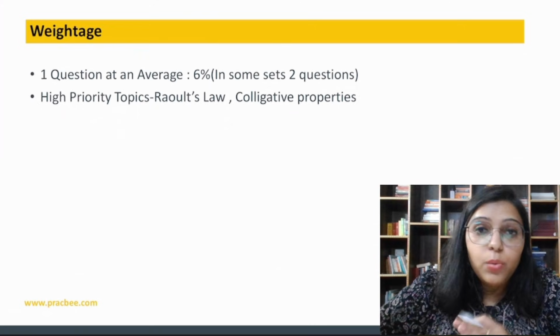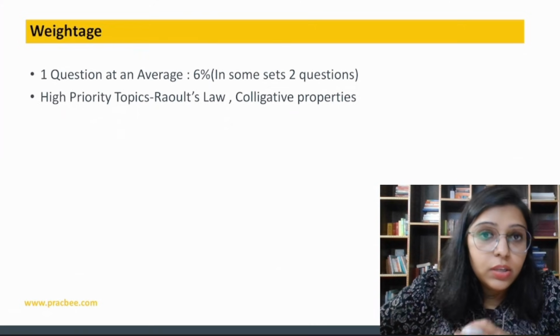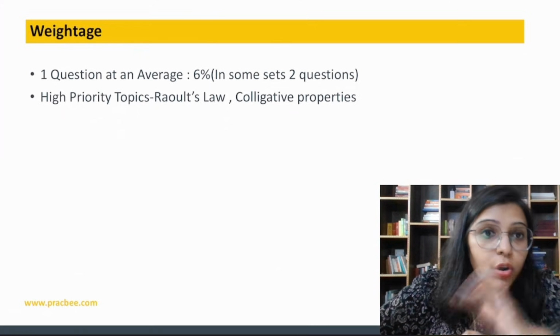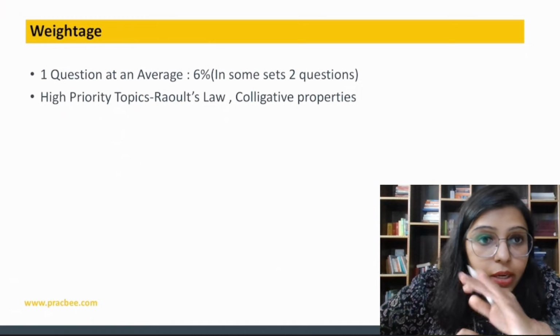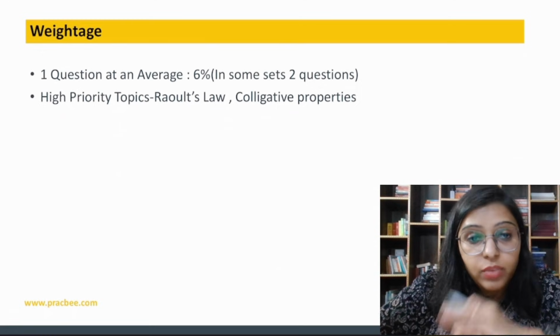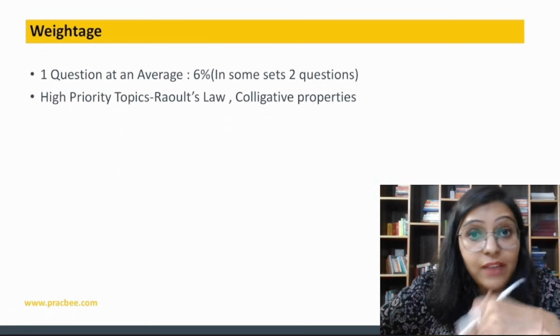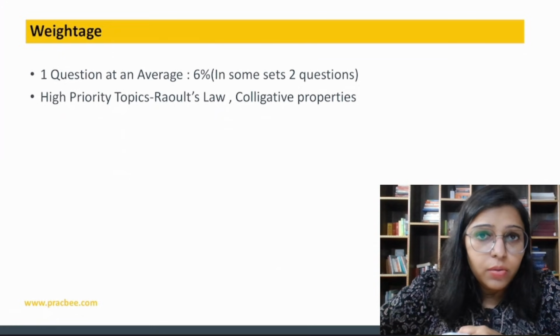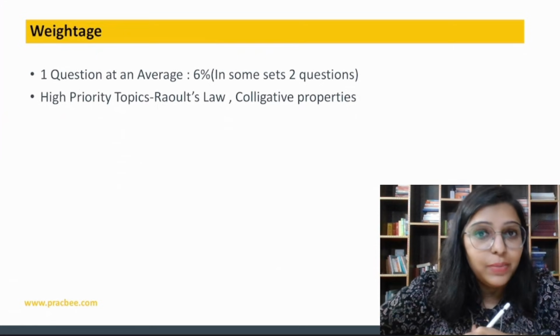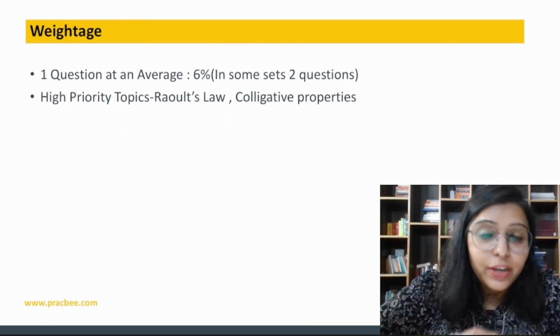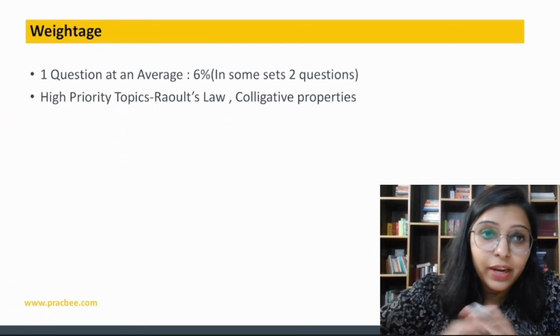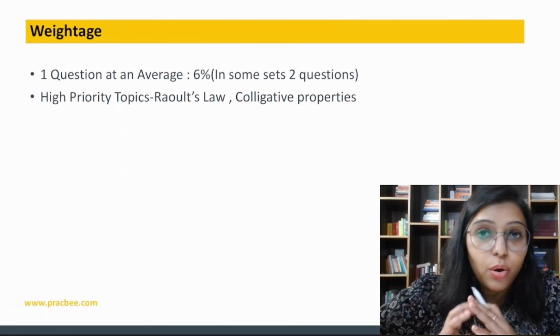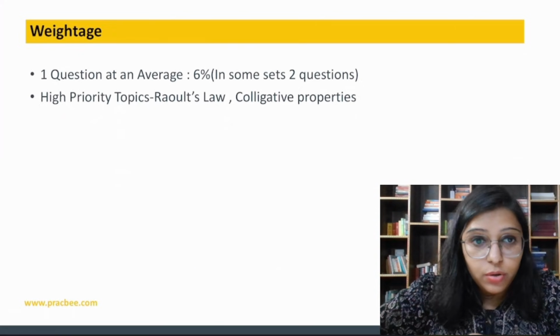Okay, now, what are the high priority topics? So generally the questions are going to be from colligative properties, or we can say abnormal colligative properties, in which we have association and dissociation. So we have so many questions on the colligative properties and Raoult's law. So these two are very important topics if you don't want to do other topics. But all the topics are important, all the topics are very easy. So my advice is to do all the topics in the liquid solution.